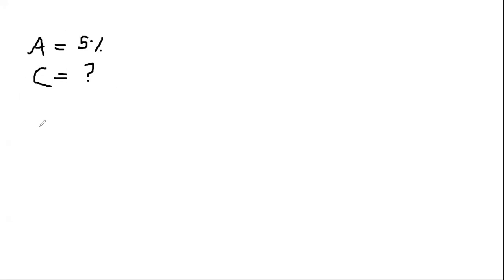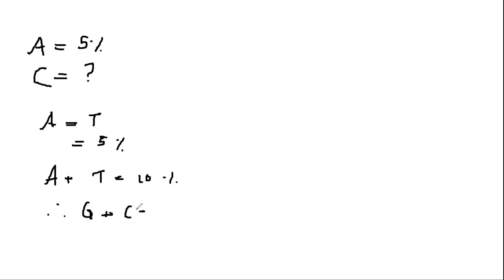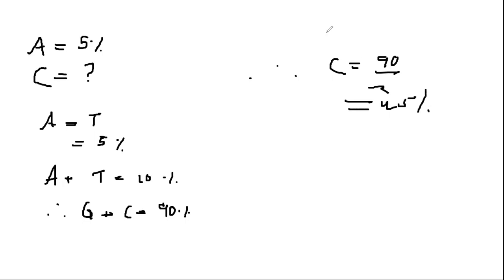Okay, so all of you know that the number of adenine is always equal to the number of thymine, therefore it is also 5%. So A plus T, the sum of adenine and thymine, gives 10%. Therefore guanine plus cytosine is equal to 100% minus 10%, so guanine plus cytosine is 90%. Therefore, cytosine is equal to 90 by 2, that is 45%.